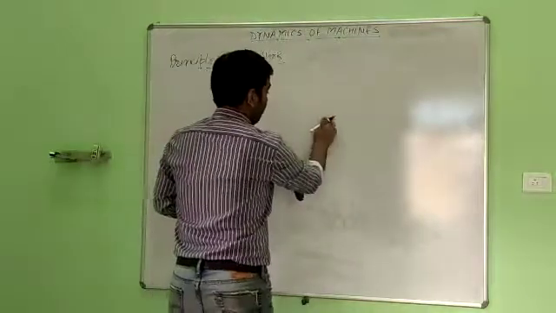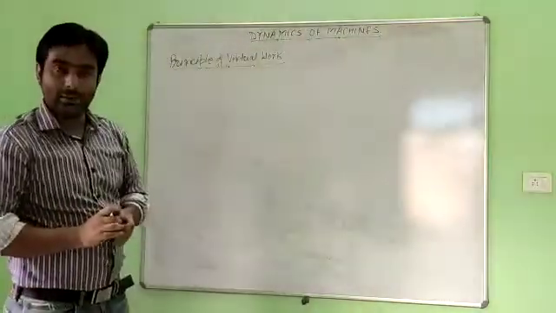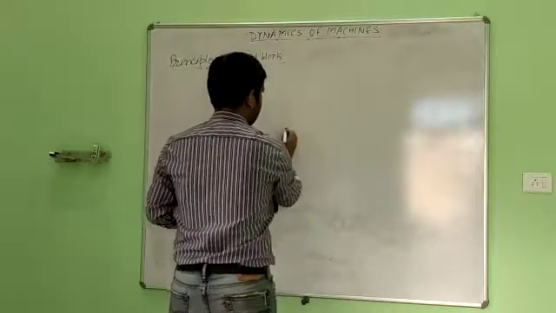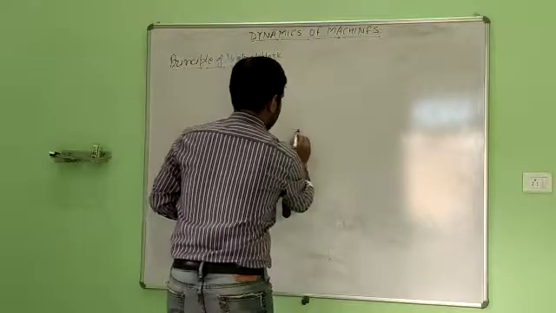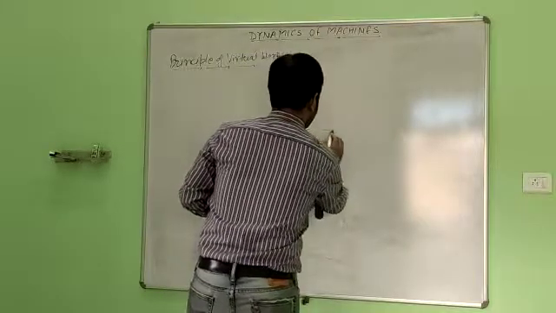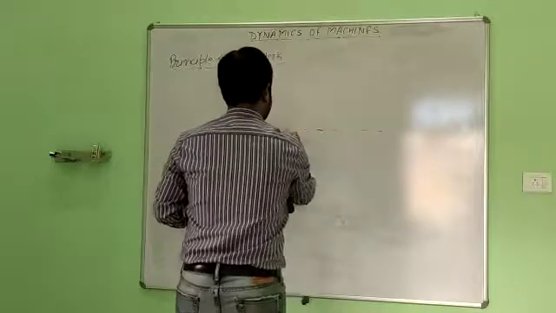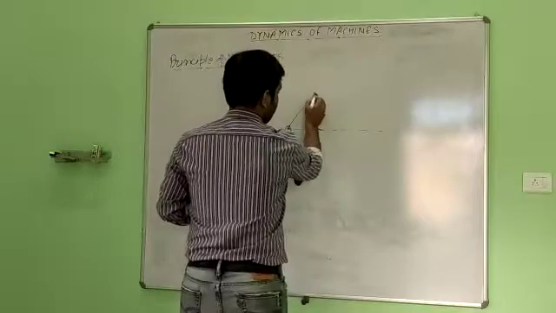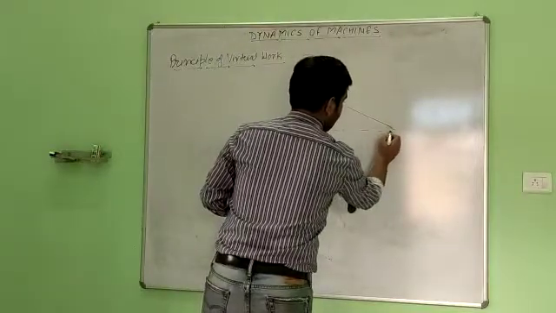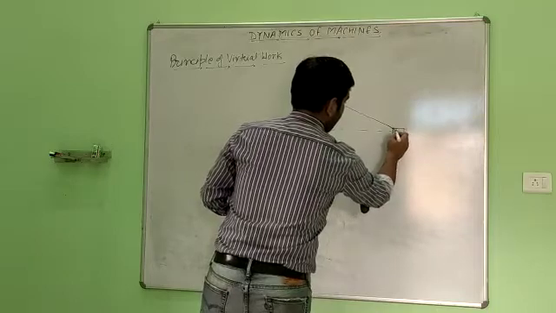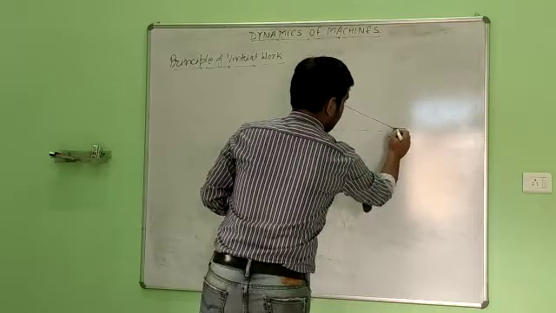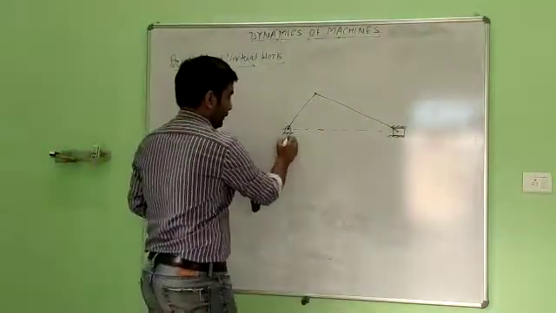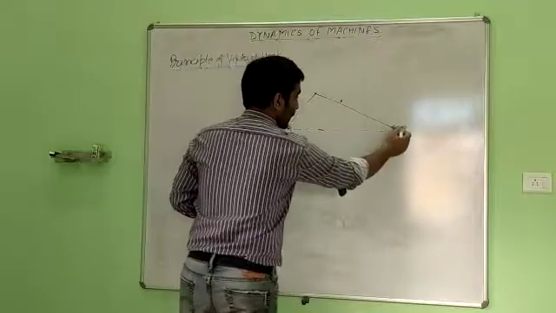Let's understand the principle of virtual work with an example. Let's say we have a slider crank mechanism. Now we have this slider crank mechanism with link 1, link 2, link 3, and link 4.